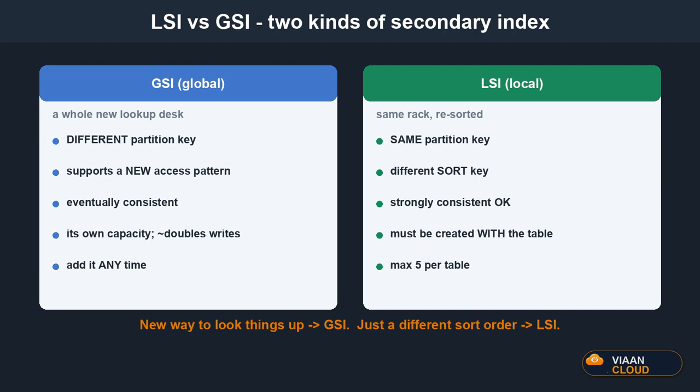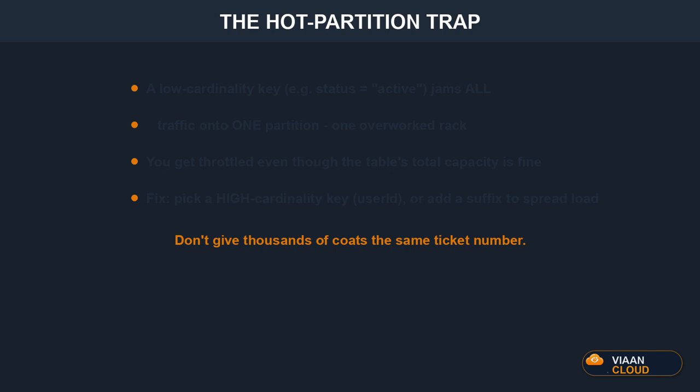A local secondary index keeps the same partition key but a different sort key, just a different ordering of the same rack. It can be strongly consistent, but it must be created with the table, and you can have at most 5. The rule: a new way to look things up means a GSI, merely a different sort order means an LSI. A trap that surprises people.